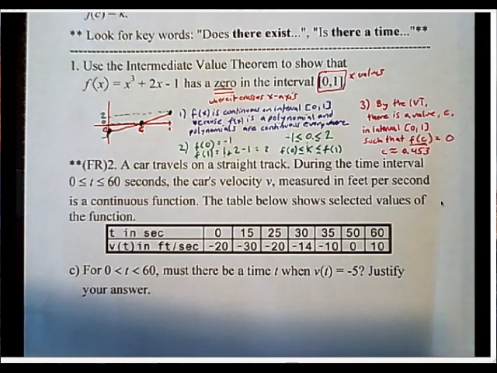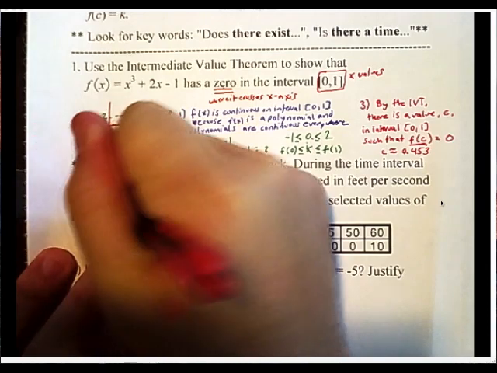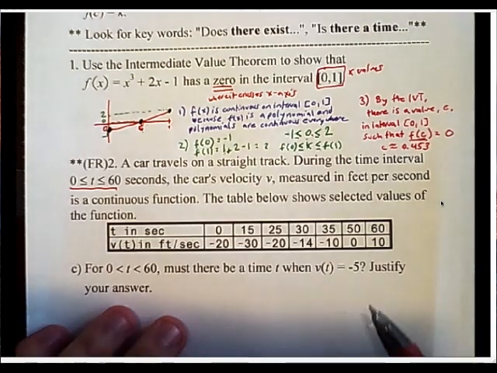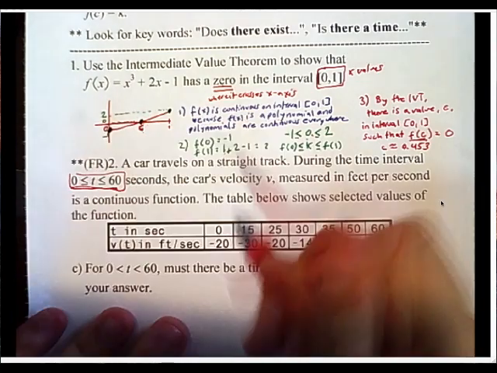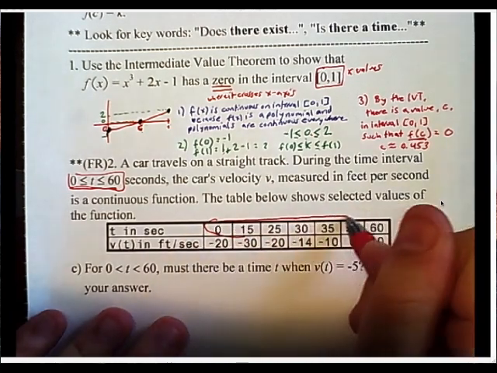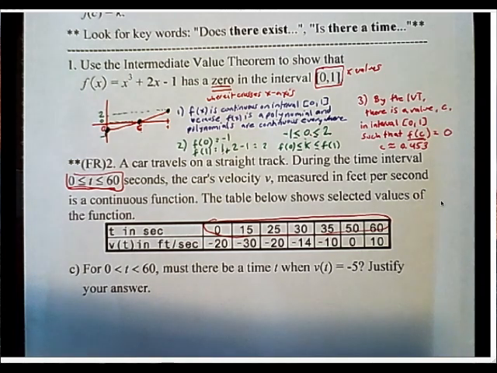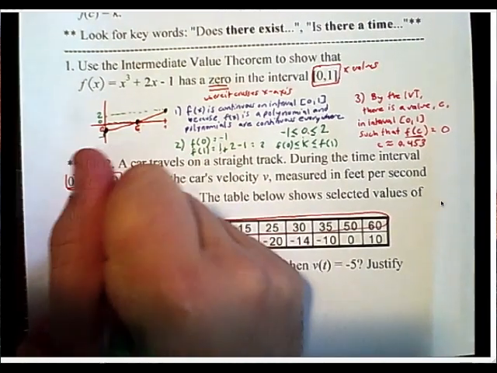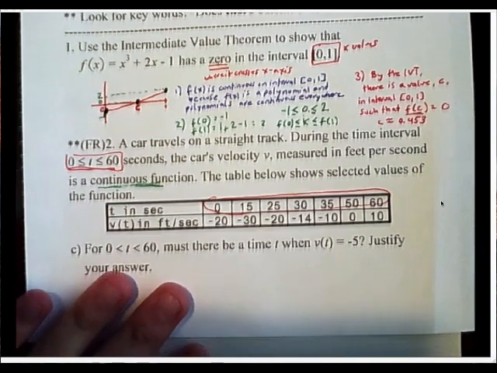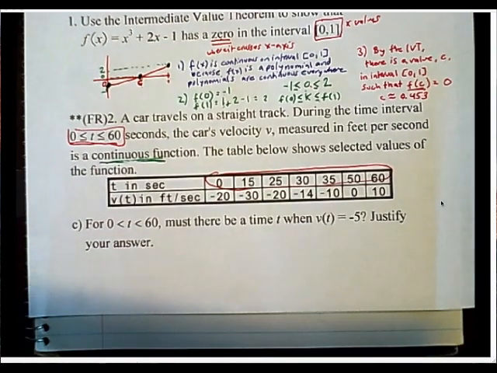It says, a car travels on a straight track. During the time interval between 0 and 60 seconds, okay, so this part, we do have a table here below. Those represent the different times. So during the time interval between 0 and 60 seconds, the car's velocity, v, measured in feet per second, is a continuous function. So they're telling me that the v curve, the velocity curve, is continuous. The table below shows selected values of the function.